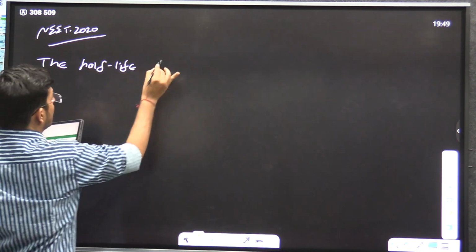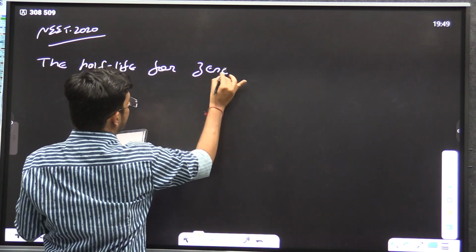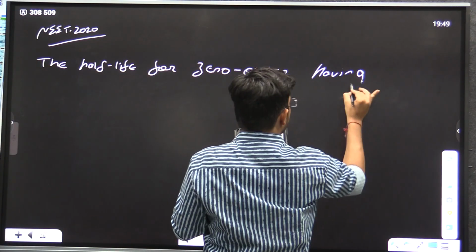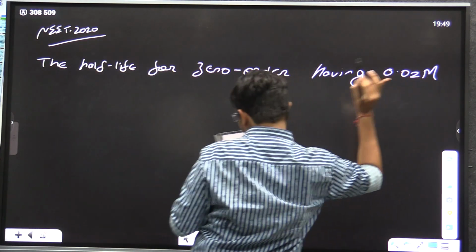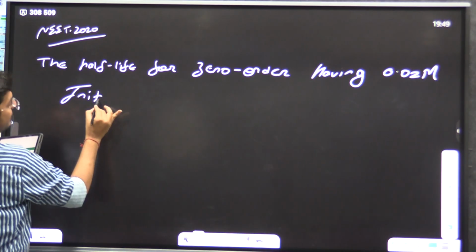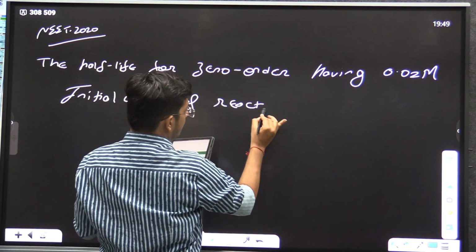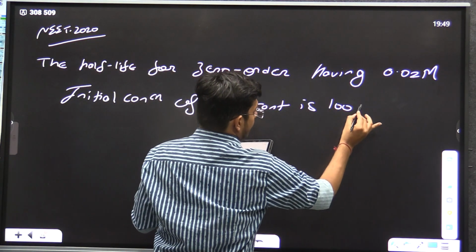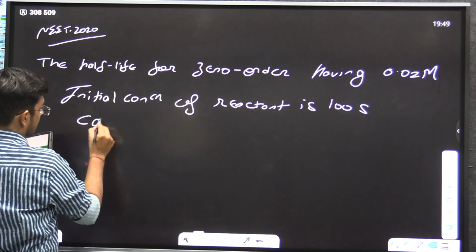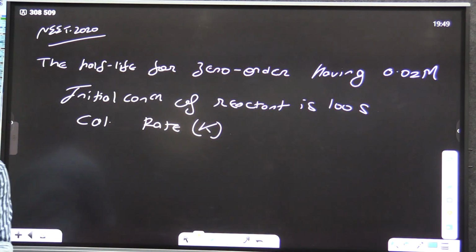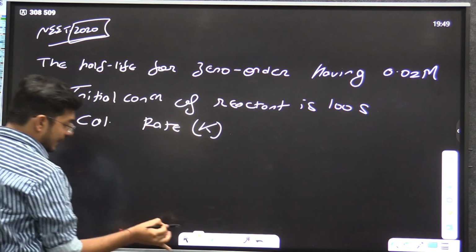Okay, the question says the half-life for a zero order reaction having 0.02 molarity initial concentration of a reactant is 100 second. Calculate the rate constant. Okay, this question was asked in NEET 2020. This is a PYQ question.